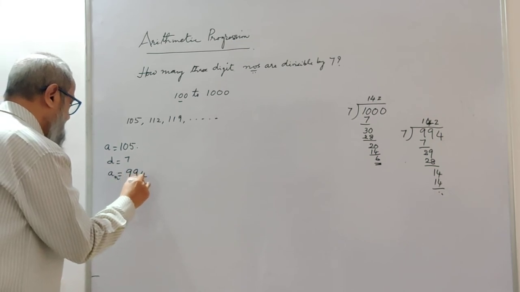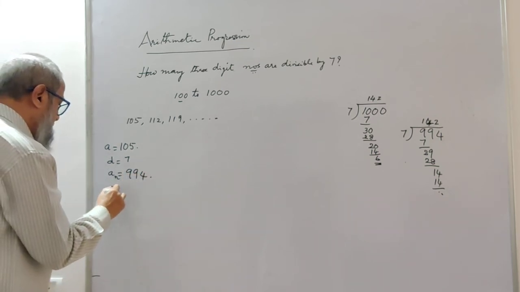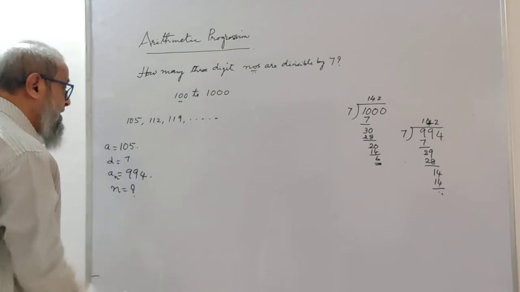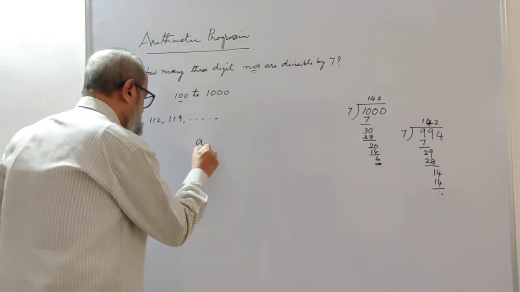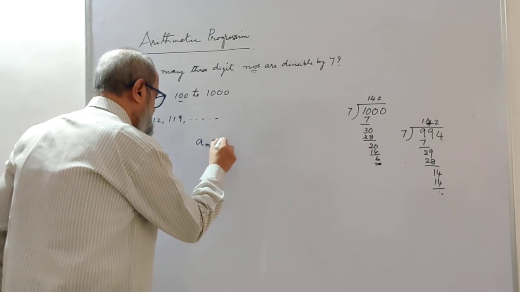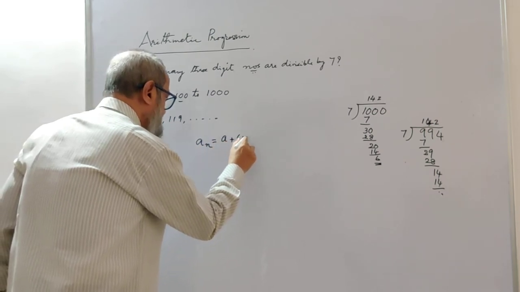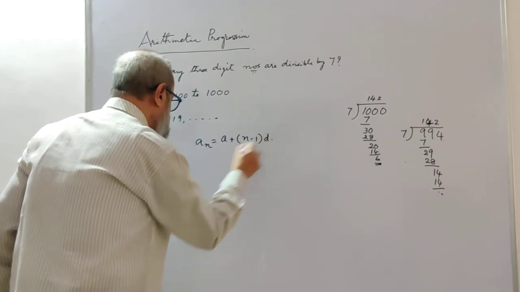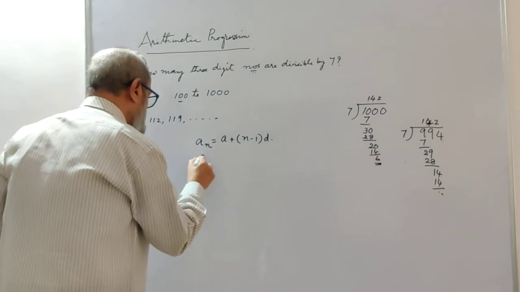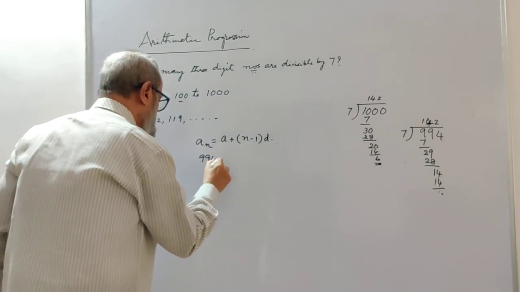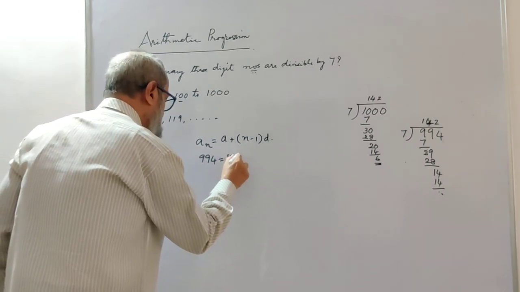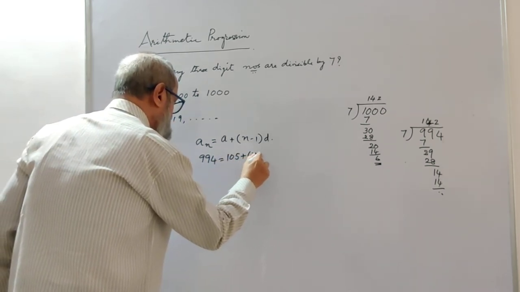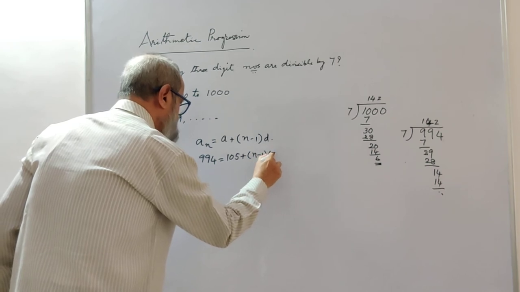994. This is AN. Now what we have to find out is, what is N? This is to be found out. So it is easy. The same formula: AN is equal to A plus N minus 1 times D. So 994 is equal to, A is 105, plus N minus 1 into 7.